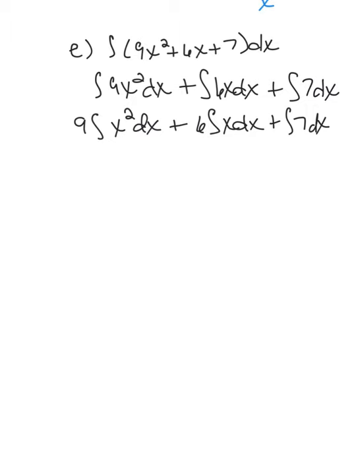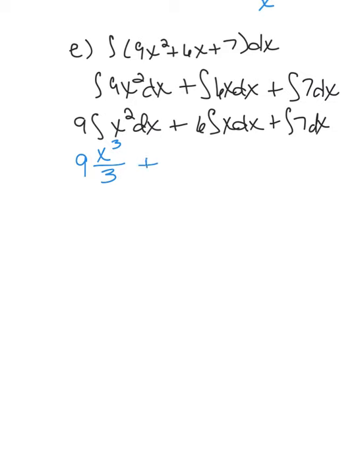Now we can do our integration rule where we add 1 and put it over the new power. When you do this, you keep the coefficient out front. So we keep the 9. Now do the power rule for integration where you're going to add 1, put it over the new power.